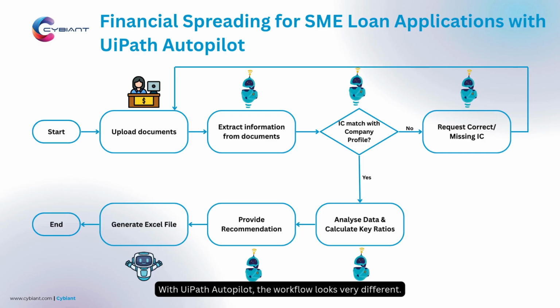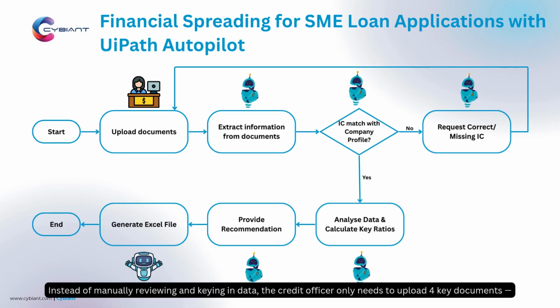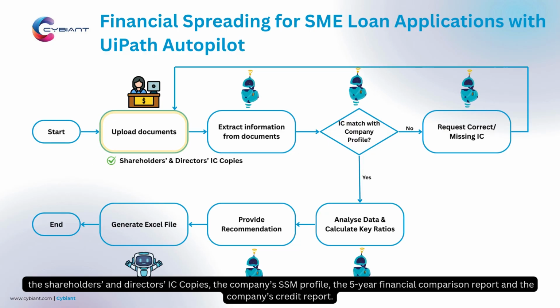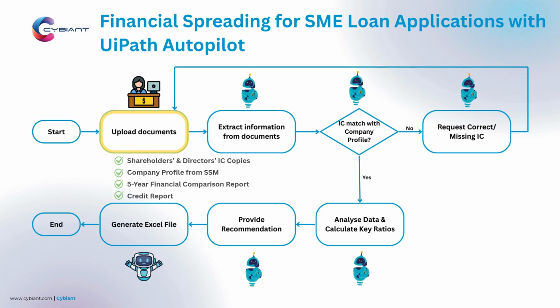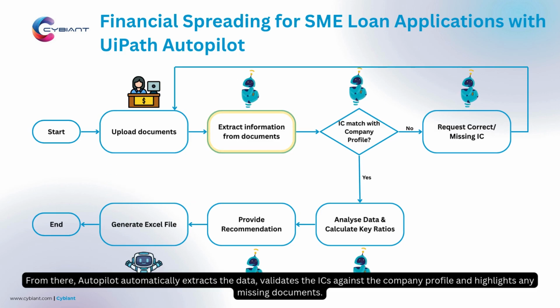With UiPath Autopilot, the workflow looks very different. Instead of manually reviewing and keying in data, the credit officer only needs to upload 4 key documents: the shareholders and directors' IC copies, the company's SSM profile, the 5-year financial comparison report, and the company's credit report. From there, Autopilot automatically extracts the data, validates the ICs against the company profile, and highlights any missing documents.